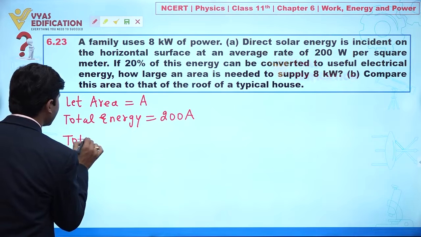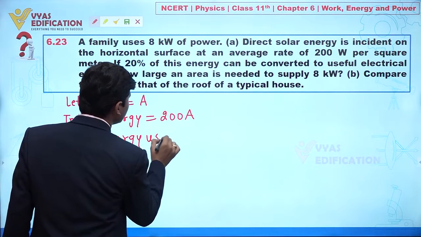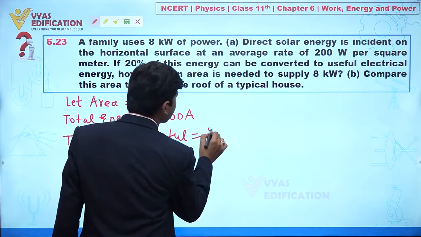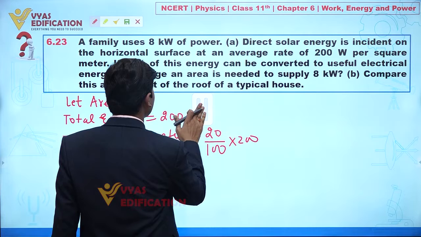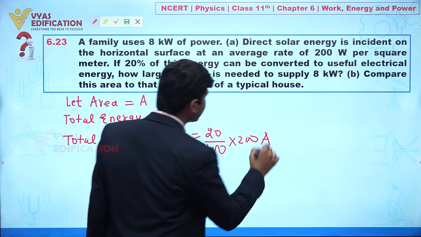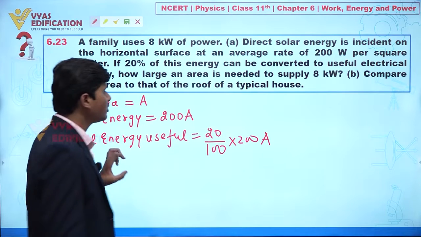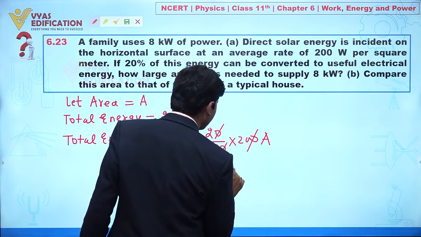So the total useful energy is given by 20% of 200 A. So 20% of this amount of energy is useful. We can say this one cancels out, so from here we can say this is 40 A.